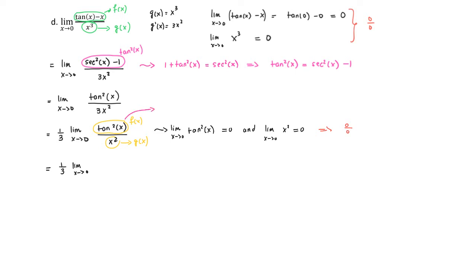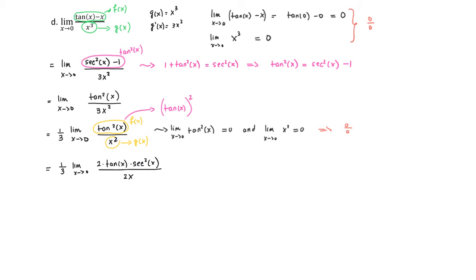Remember that you can rewrite the numerator as tangent of x, all of that squared. And then in order to find the derivative of tangent x squared, we just have to use here the chain rule. So then this will be 2 times tangent of x times the derivative of the inner function. So times the derivative of tangent, which is secant squared of x. And all of this will be divided by the derivative of x squared, which is simply 2x.